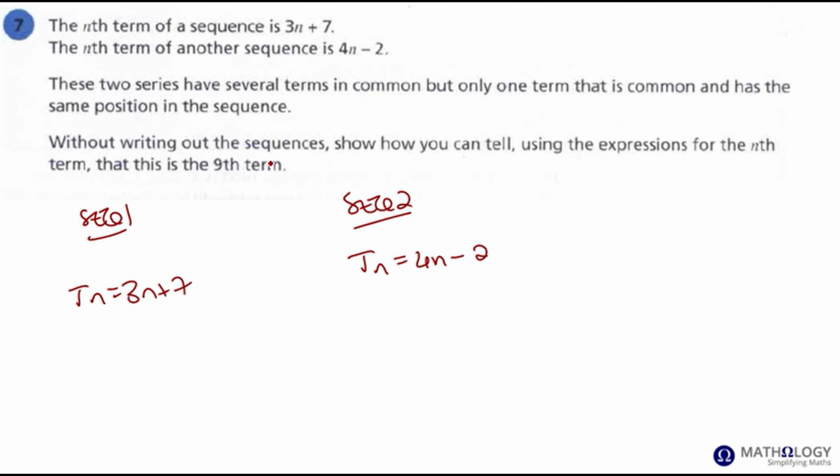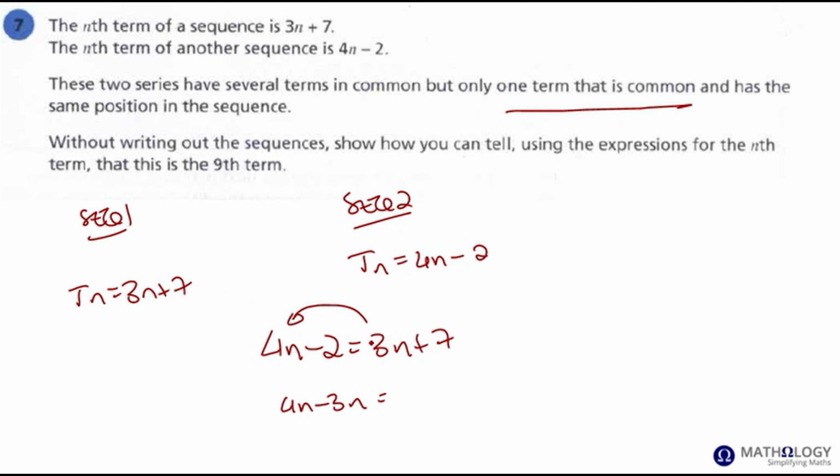But without writing out the sequences, if they have a common term, that means we can put the two expressions equal to each other. Right, if there's a common term, that means something is equal to something. So we put the two nth terms equal to each other and solve for n. So we take that term across there, 4n minus 3n equals, and then minus 2 across there, 7 plus 2, so n equals 9. And we've proven that it's the ninth term without writing out the sequences.